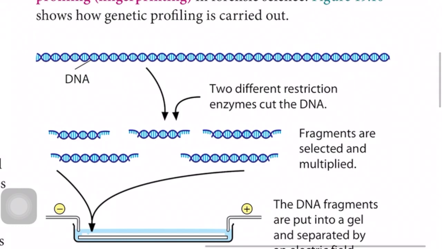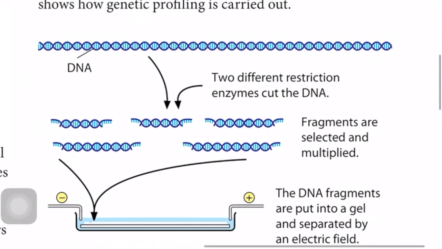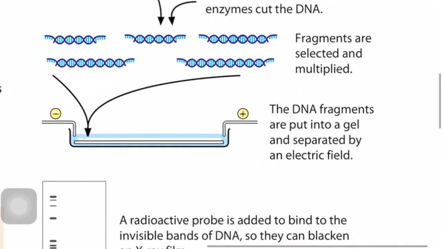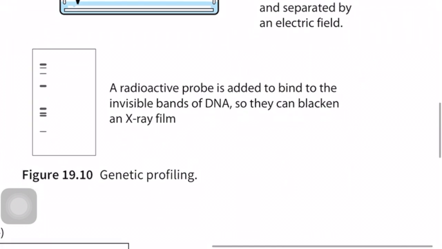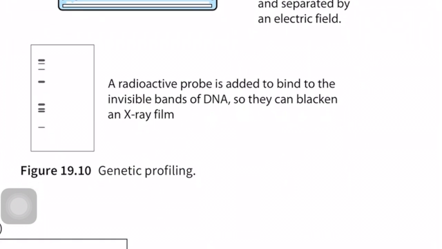The situation will tell what we have to do. Then fragments are selected and multiplied. Well, multiplication of fragments is done by a process of polymerase chain reaction, which we will see later in this chapter. The DNA fragments are put into a gel and separated by an electric field. Okay, a radioactive probe is added so that it binds to the invisible bands of DNA, so they can blacken an X-ray film. What is this?